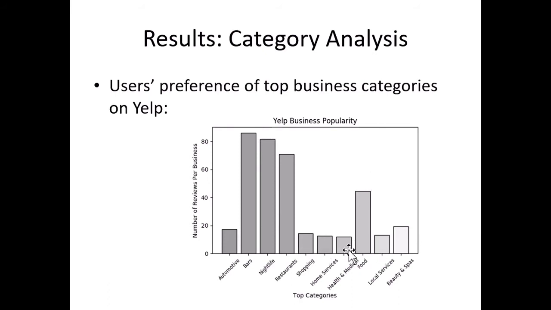That gives bars the highest popularity among these categories. On this graph, the grayscale represents the average ratings of the businesses in each category. Although bars, nightlife, and restaurants have higher popularity, their ratings are relatively low. Unfortunately, automobile is the lowest rated category, also with a very low popularity, and beauty and spas is the highest rated category.